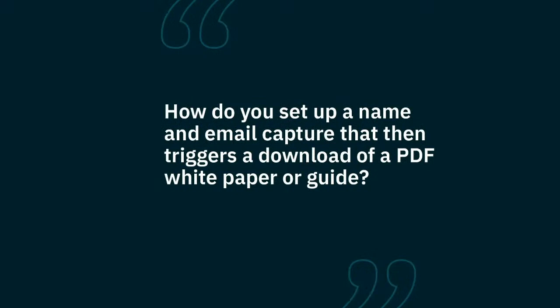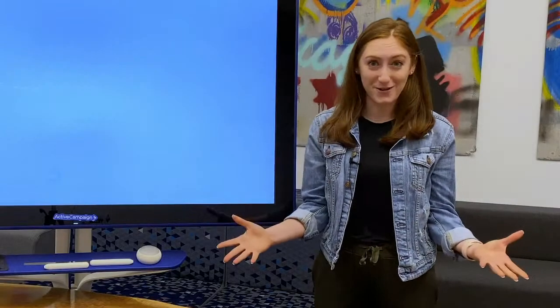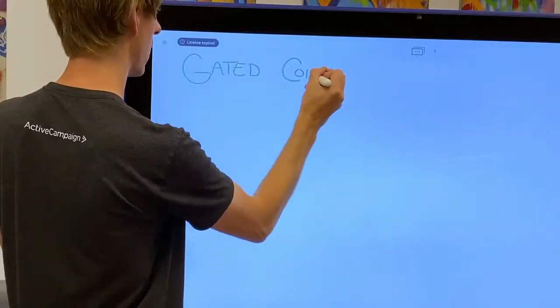We have a question from our community that we're going to answer. Today we have a question that asks, how do you set up a name and email capture that then triggers a download of a PDF white paper or guide? What a great question. The answer to this question centers around two words, gated content.